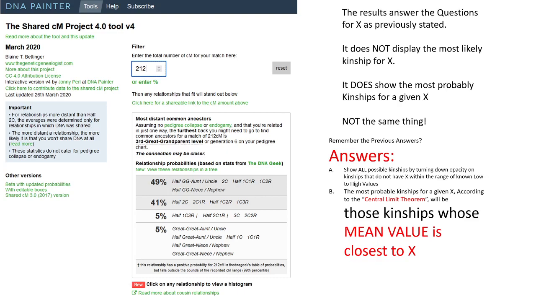It does not display the most likely kinship for X. Okay, that's important to distinguish because this threw me off. It does show the most probable kinships for a given X, but not the most likely kinships. Those are not the same thing. They sound like they're the same thing. Mathematically, one might even assume that they're the same thing, but they're not.